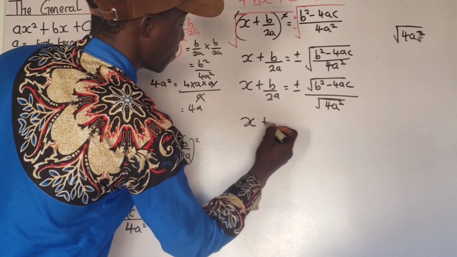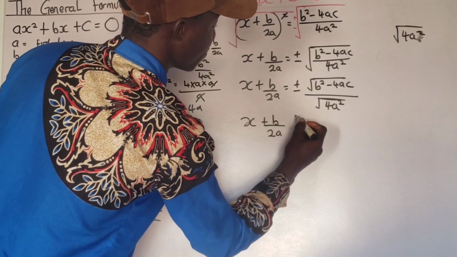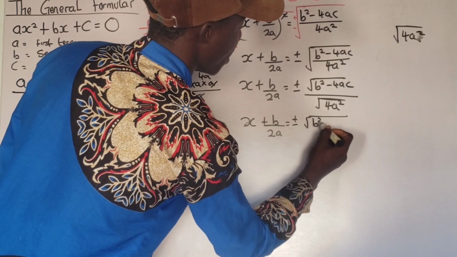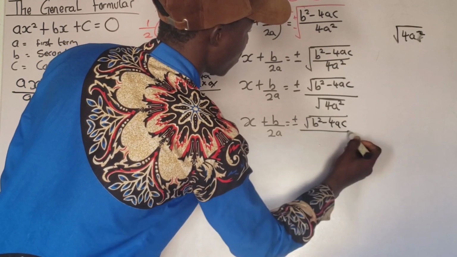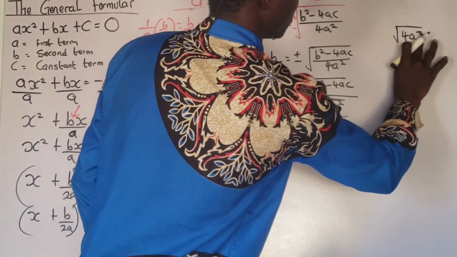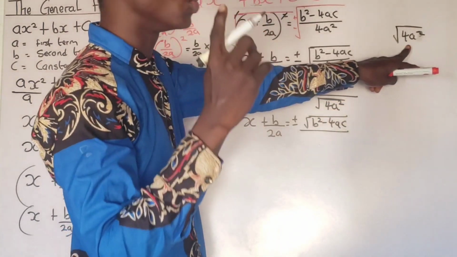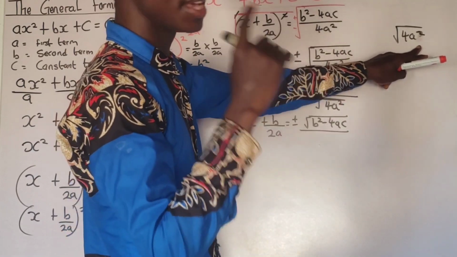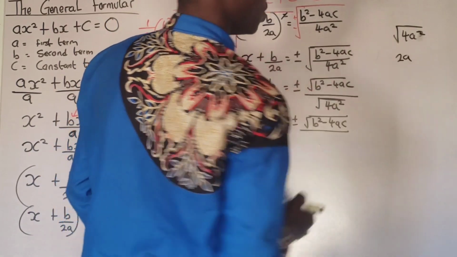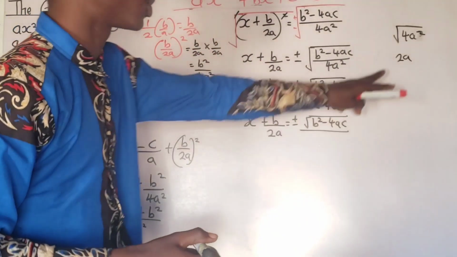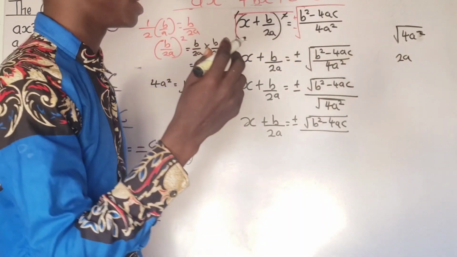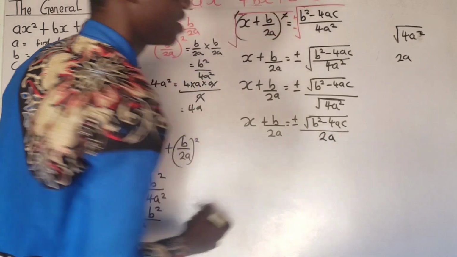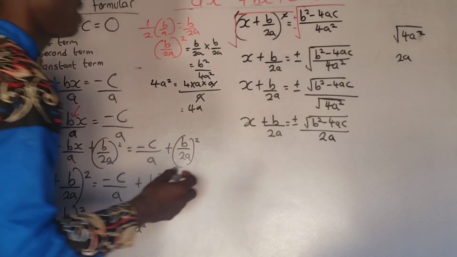For this, I'm going to have x plus b over 2a equals to plus or minus square root of b squared minus 4ac all over, now square root of 4 is what? 2. Square root of 4 is 2, and the square root of a squared is a. So I'm left with 2a. So this will be divided by 2a.